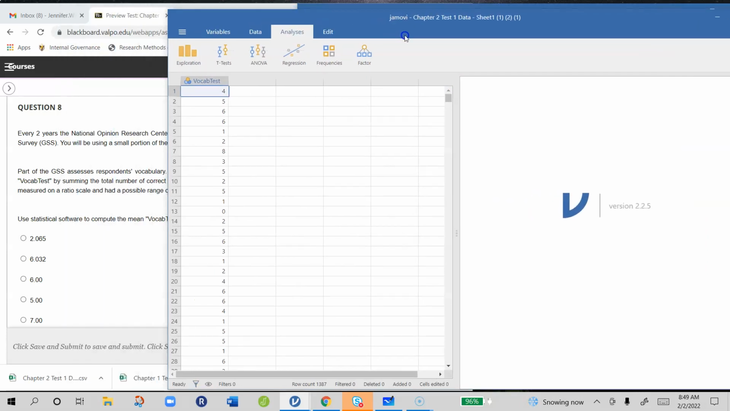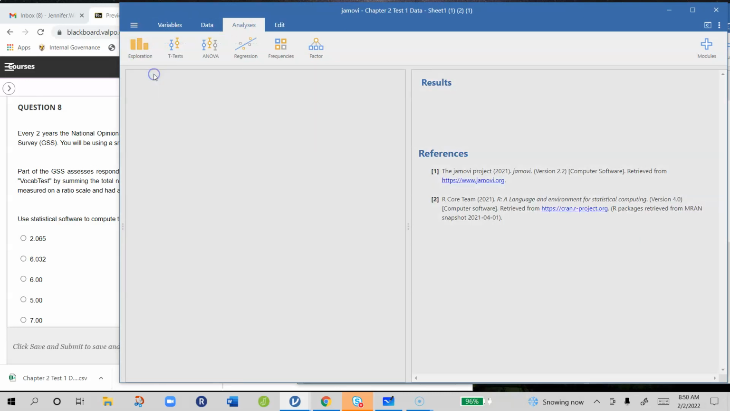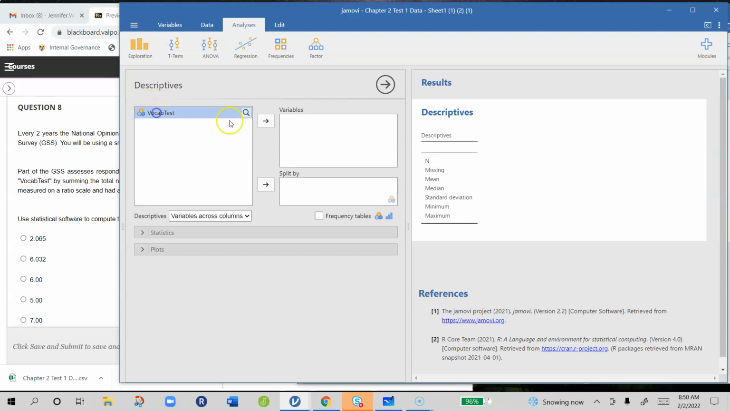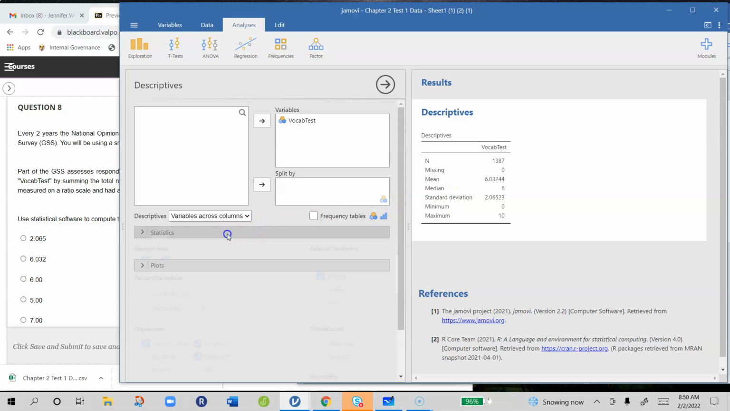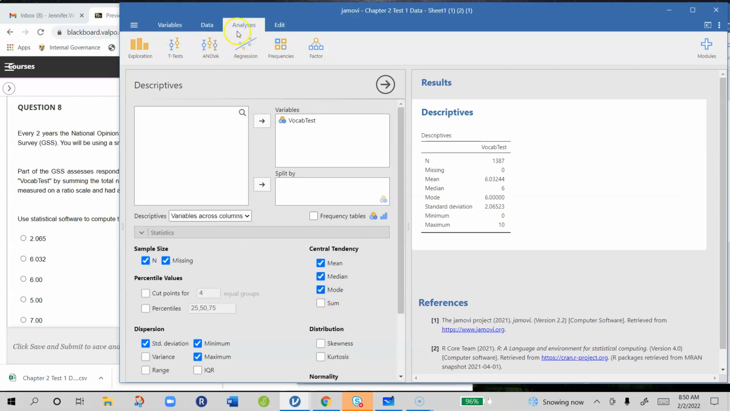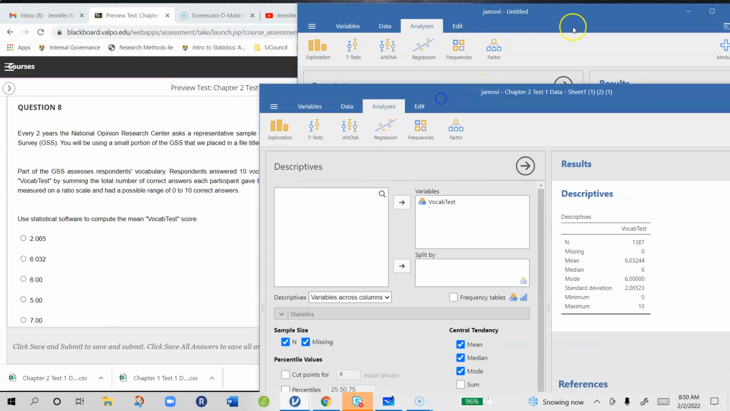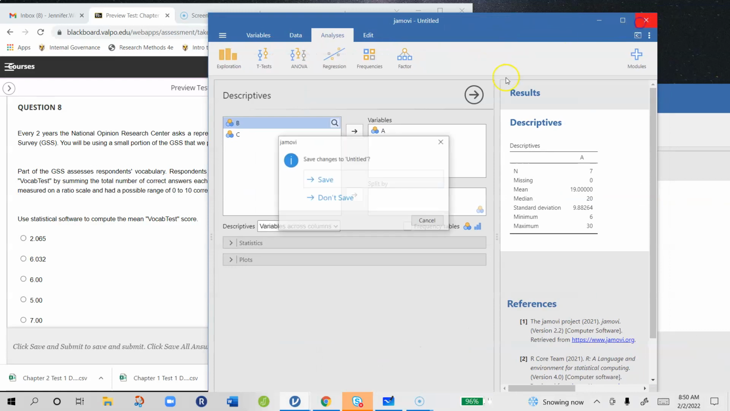All right, so we're going to compute descriptive statistics by clicking on Exploration and Descriptives, and then moving the vocabulary test over into the variables box. And it's going to give me descriptive statistics here. I have a mean, median, and standard deviation. I can also click below to get the mode to see that as well.